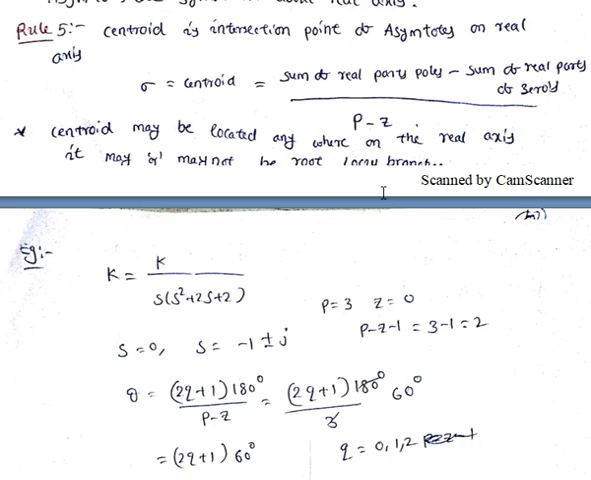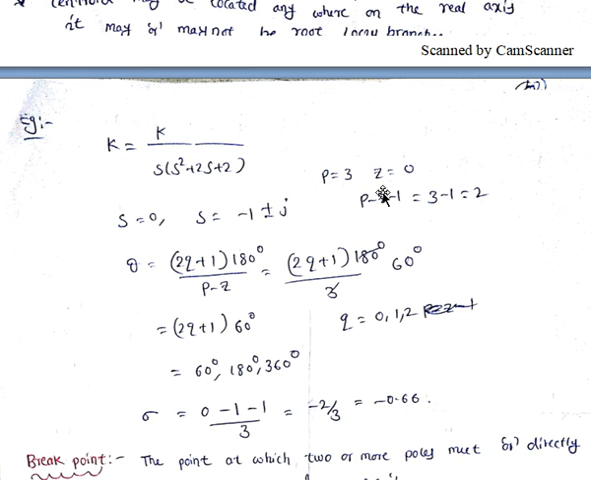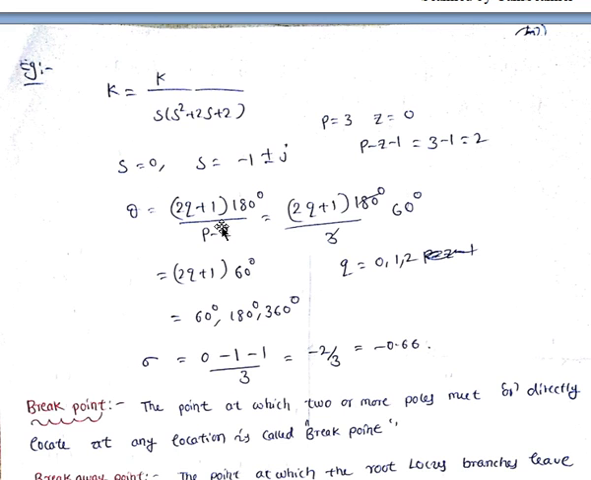Suppose we take for example a transfer function k by s into (s square plus 2s plus 2). First we have to find the angle of asymptotes. For this we substitute in the formula (2q plus 1) into 180 degrees by (p minus z). Zeros are the roots of the numerator, and poles are the roots of the denominator. Here there are no zeros, and the order of the denominator is 3, so poles are 3. P minus z minus 1 equals 2.